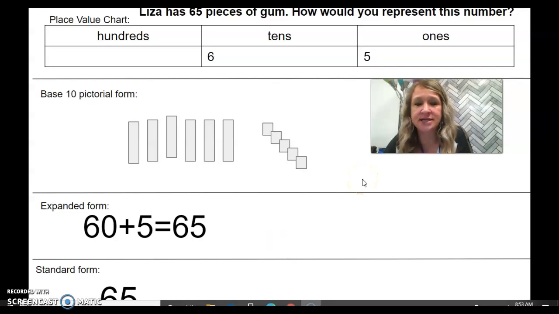Now let's try some practice problems. If Liza had 65 pieces of gum, how would you represent this number? Well, in the place value chart, we have 6 tens and 5 ones. In base 10 pictorial form, we're going to draw 6 longs and 5 units. Expanded form, how much is 6 longs? Count by tens. 10, 20, 30, 40, 50, 60. Plus, how much is 5 units? 5 equals 65. And standard form is just the digits 6 and 5 put together to make 65.